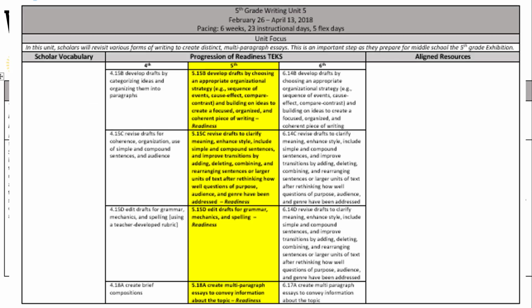We're going to be talking about developing, revising, and editing drafts, and really we're targeting essays and multi-paragraph essays, conveying information about a topic, whether that is a story or personal narrative, or if it is a research paper or an expository paragraph essay. All of those are examples of multi-paragraph essays, and we'll be exploring them all in the unit. This is also a time where kids will be working on their exhibition, possibly, or the time to prepare them to work on exhibition if you're doing exhibition in Unit 6.